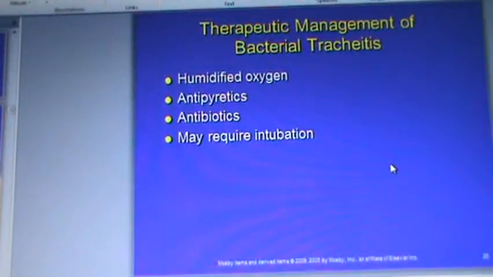Therapeutic management. Humidified oxygen. Antipyretics, that means what? Antibiotics. May require intubation.